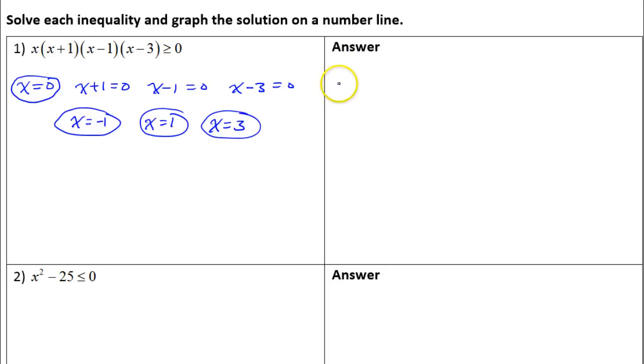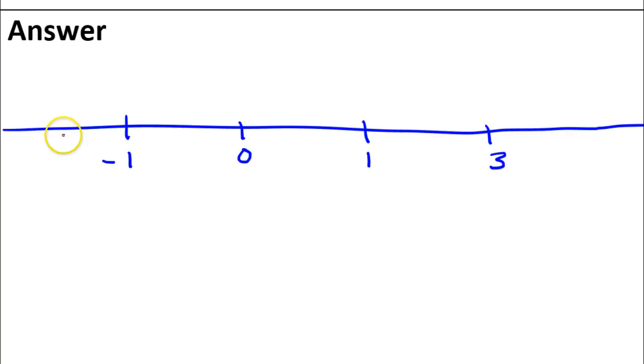We will take those zeros and use them to separate the number line into zones, which we will then have to test one by one. So let's see. The smallest value here is negative 1, and then we have 0, and then we have positive 1, and then we have 3. So now we need a test value in each zone to check.